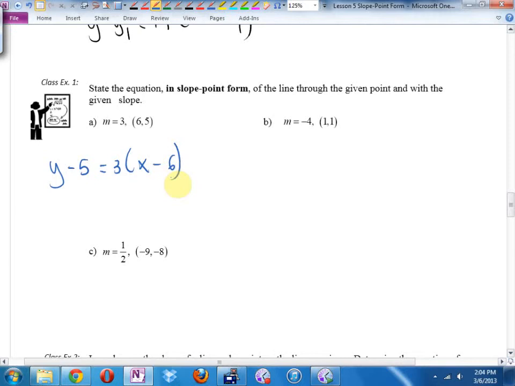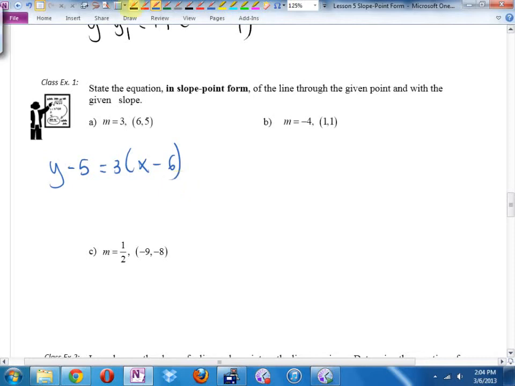Done. You see it? Y minus y1, 5, equals m, slope, 3, bracket, x minus x1, 6. Did they say they wanted me to get rid of brackets or rewrite this at all, or did they say leave it in slope point form in the instructions? So leave it. But I could get rid of brackets. I could rewrite this any way I wanted to.